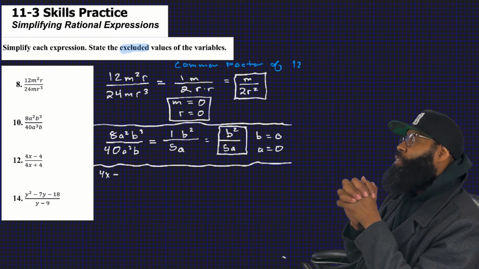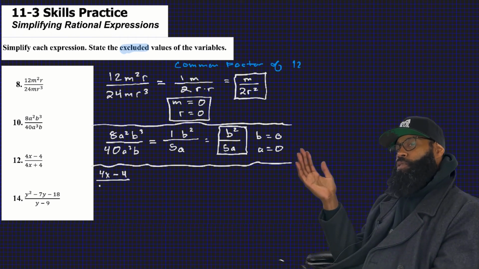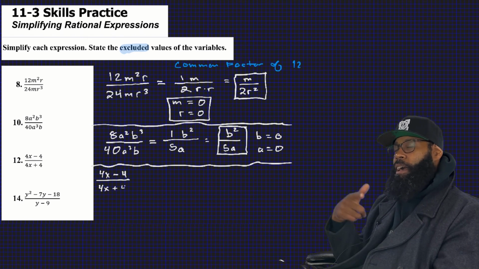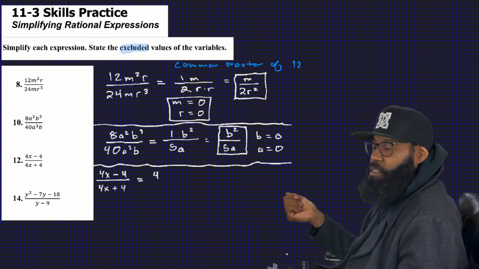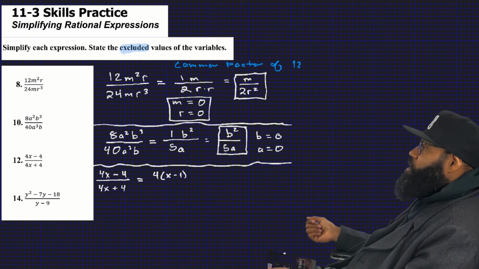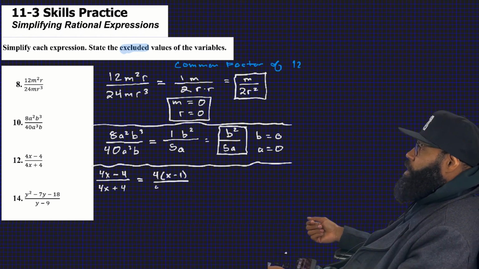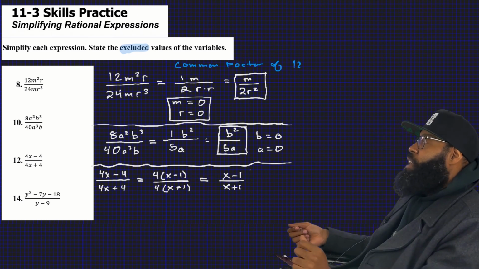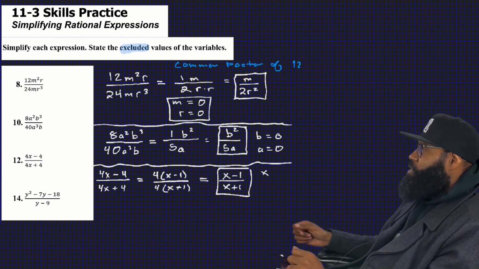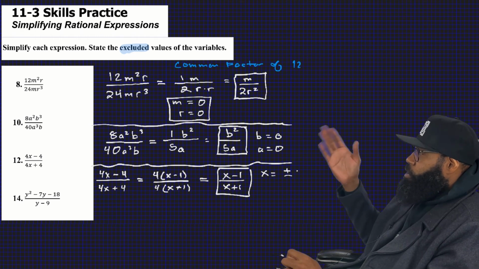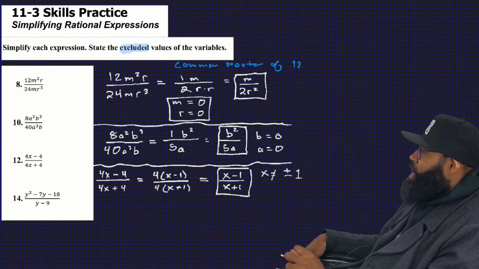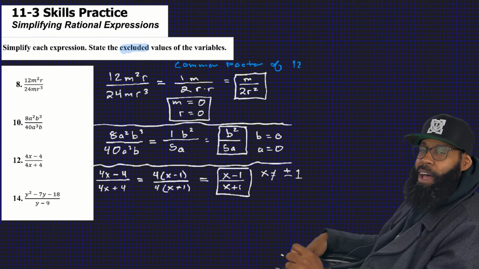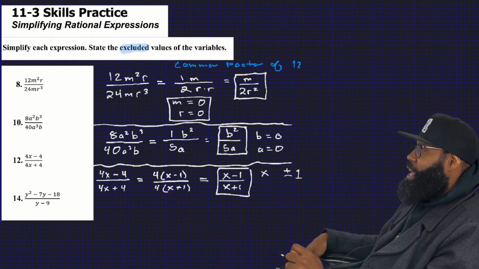But let me do this. All right, so number 12, we got a binomial. Do you see it? 4x minus 4. They share a common factor of 4. Let's pull it out. So 4 on the outside, left with x minus 1 as a new binomial. Denominator, 4 on the outside with an x plus 1. Hold on, they don't match. That's okay, because you still have coefficients that can be canceled. But the 4's would cancel, and x minus 1 divided by x plus 1. X cannot equal a positive or negative 1.